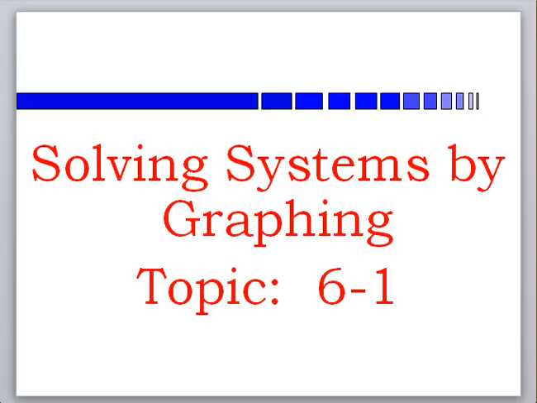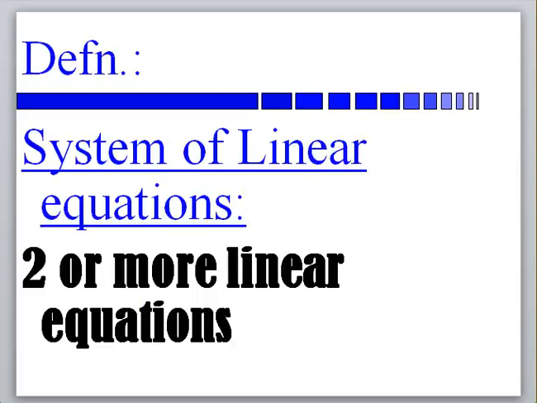Today we're beginning to solve systems, and today we're going to be doing that by graphing. There are two other methods that we'll be using to solve systems of equations, but today we're only going to be using graphing. So what is a system of linear equations?